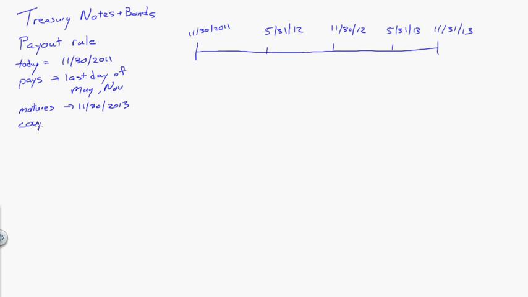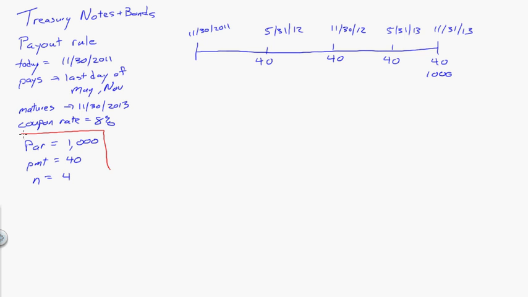It's going to have written there as well a coupon rate. The coupon rate, let's say, is 8%. So that lets me know my payments, because I also need to know the par. The par is $1,000. 8% of 1,000 is 80, but it pays twice a year, so 40. So it's going to pay $40 every 6 months, and then when it matures, it pays $1,000. So it's going to have payments of $40. N is equal to 4. Think of this as the payout rule.